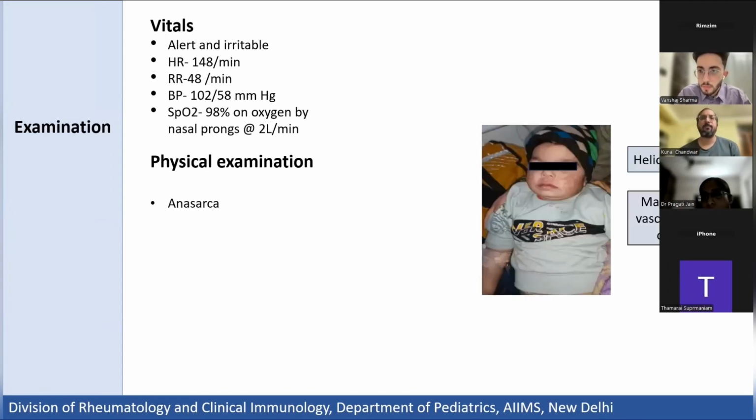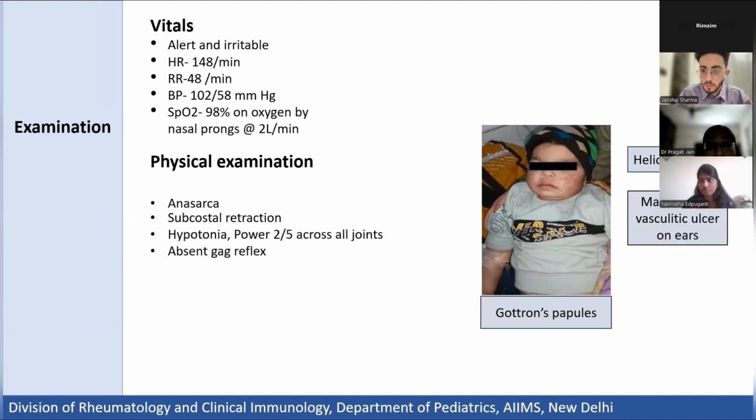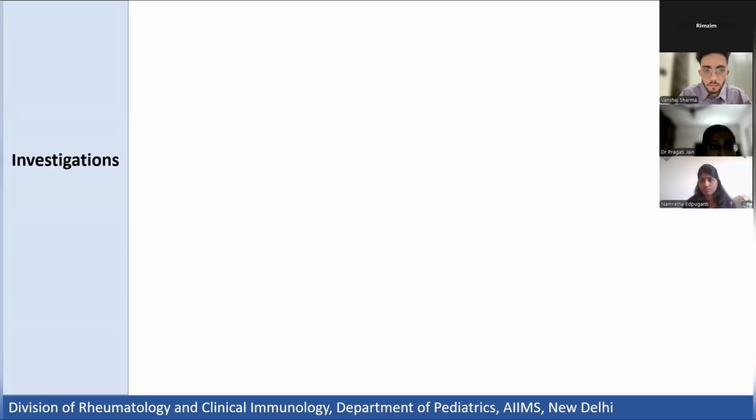On physical examination, we could see generalized body swelling, ANASARCA. There was heliotrope rash. There were Gottron's papules. There was subcostal retraction. There was hypotonia, and power across all the joints was 2/5. Gag reflex was also absent.